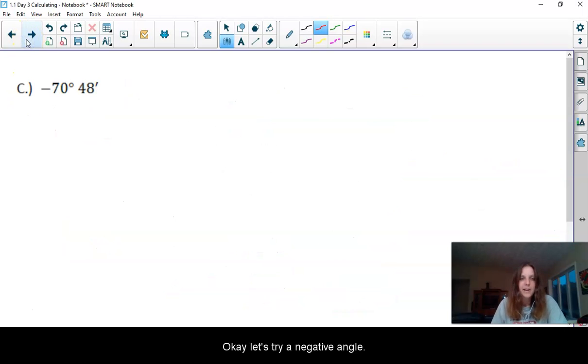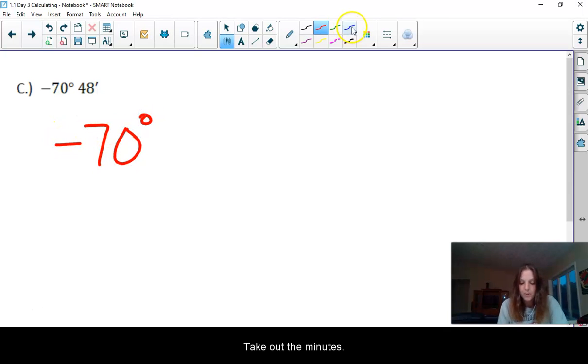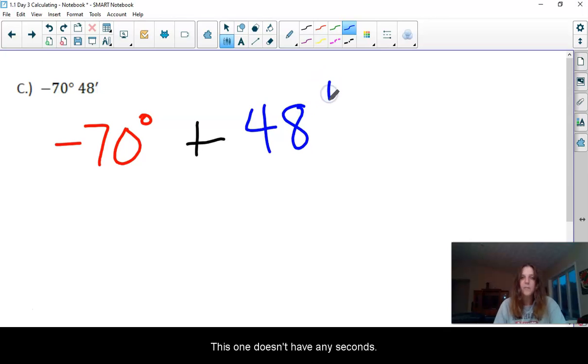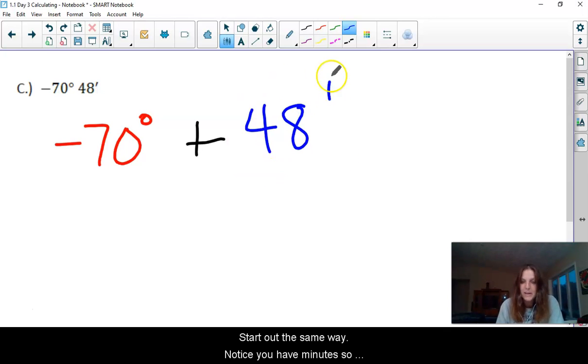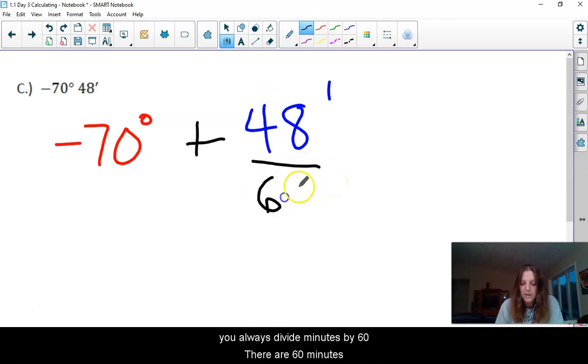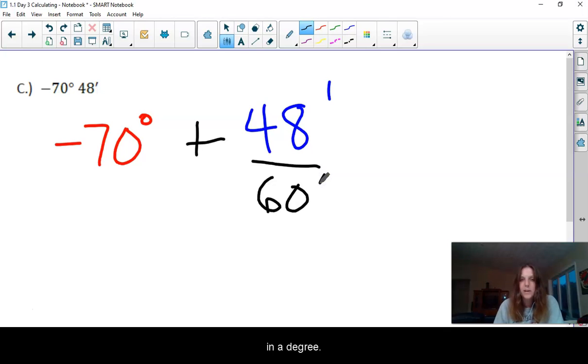Okay, let's try a negative angle. So again, split it up the same way. Take out the whole degrees. Take out the minutes. This one doesn't have any seconds. Start out the same way. Notice you have minutes. So you always divide minutes by 60. There are 60 minutes in a degree.